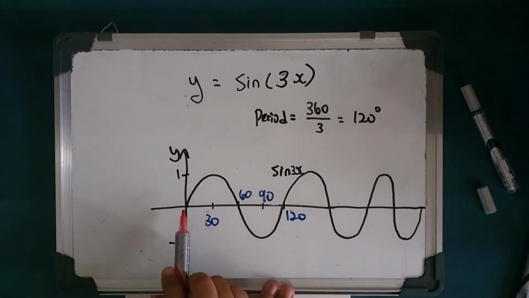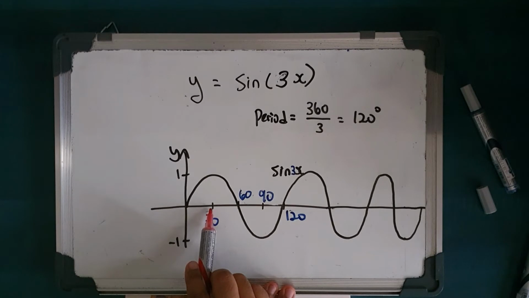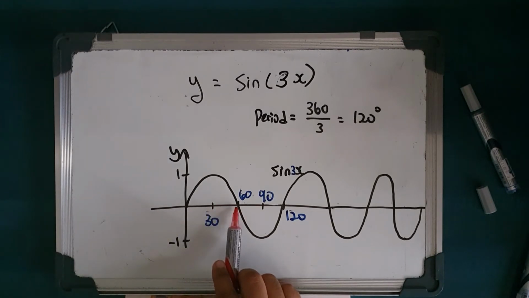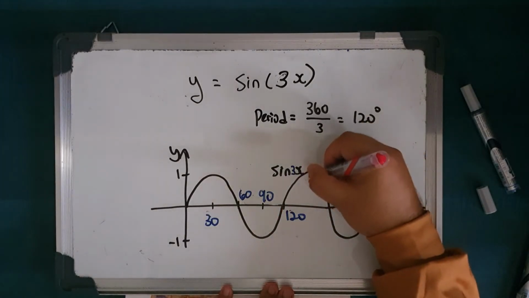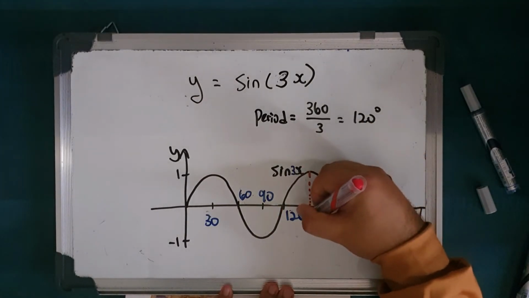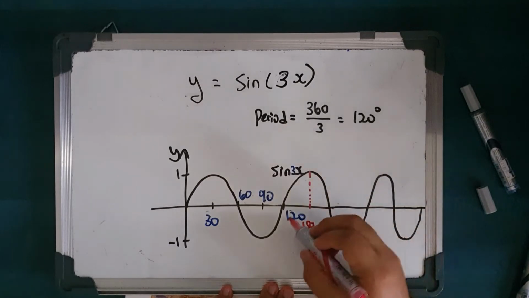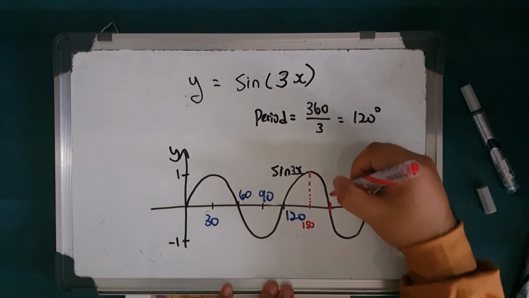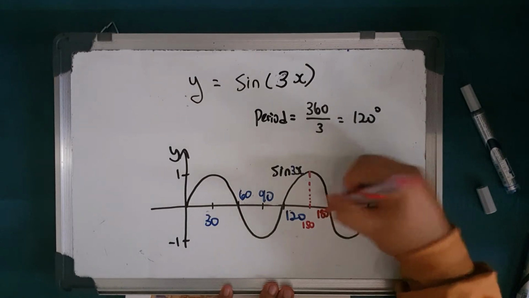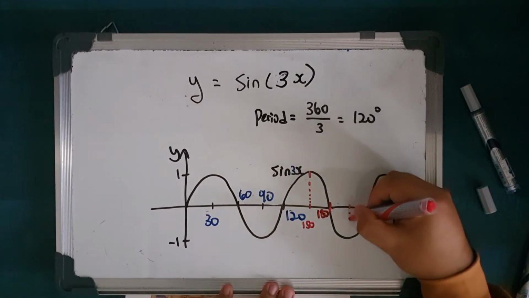How do I draw the other angles? Notice, from here to here, the increase is 30. From 30 to 60, also 30. 60 to 90, also 30. 90 to 120, also 30. So follow the pattern. This one will occur at 150 because I just add 30, and this one will be 180. And just keep on going.